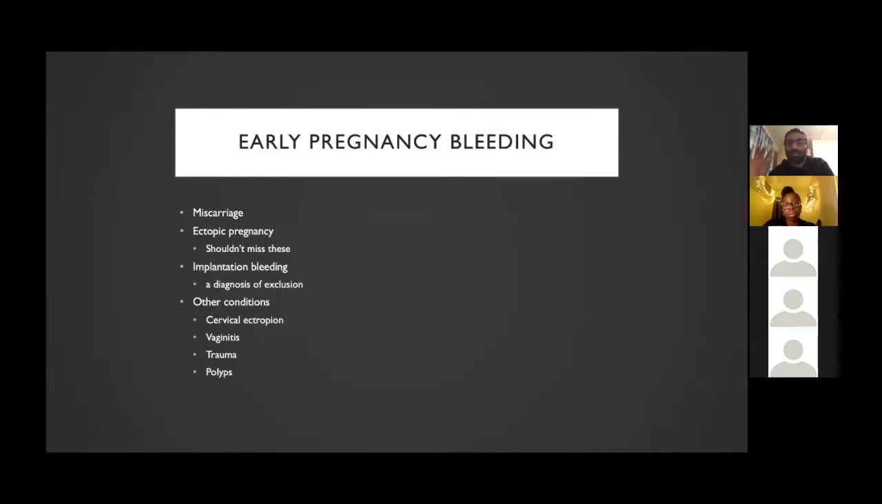You could see red patches on the external os of the cervix, which would lead to a diagnosis of cervical ectropion. Vaginitis, which is basically an inflammation of the vagina. Trauma, and polyps. So those are the differential diagnoses.